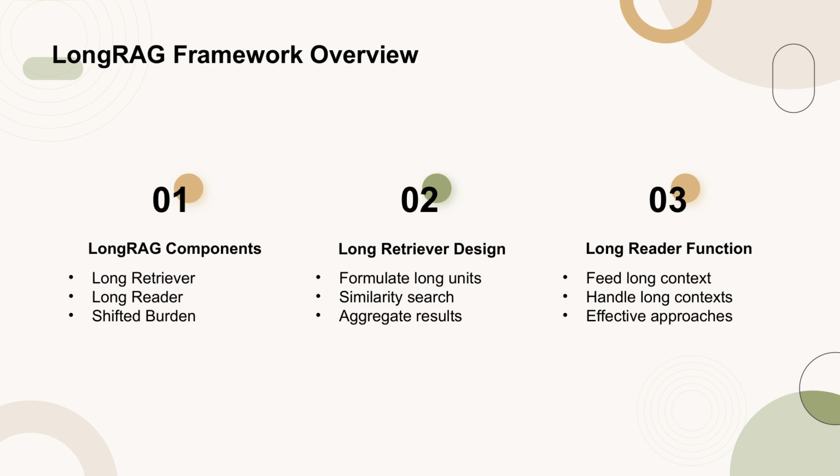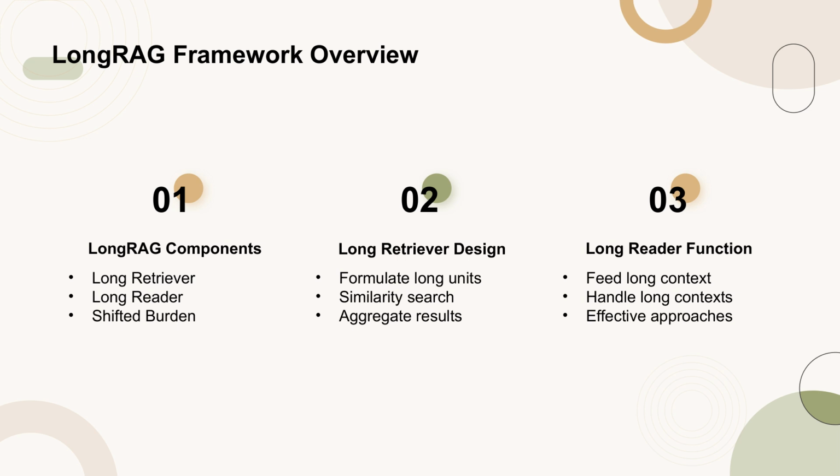The LongRAG framework consists of two main components, the long retriever and the long reader. Unlike traditional RAG, which uses numerous short retrieval units, LongRAG focuses on long retrieval units, typically fewer than 10, to be processed by the reader. The long retriever is designed to prioritize recall with coarse granularity, shifting the burden of extracting exact answers to the reader. This involves 3 steps: formulating long retrieval units, performing similarity search, and aggregating the retrieval results.